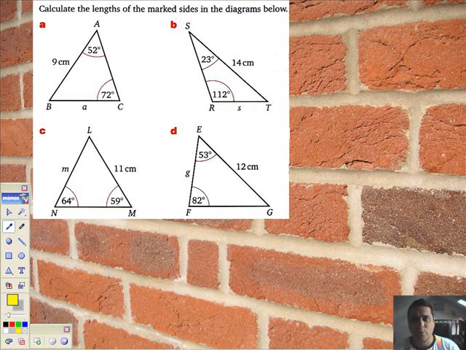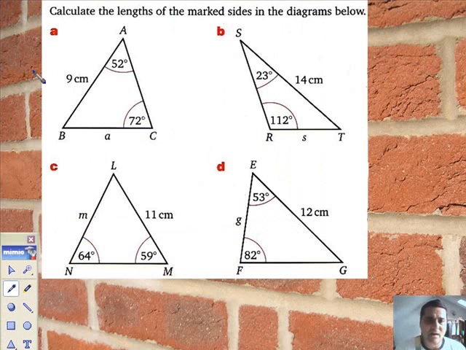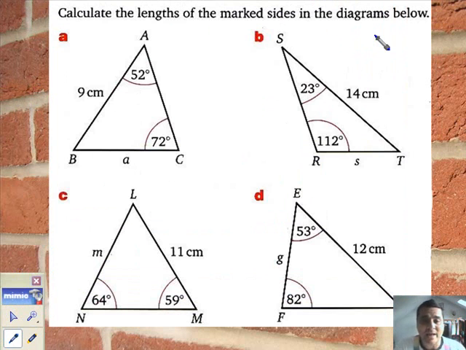Now into section 22.1 proper, real questions from the book, page 330, 331. It says, calculate the lengths of the marked angles in the diagrams below. I probably haven't got space to do all four, but I'll do what I can anyway.